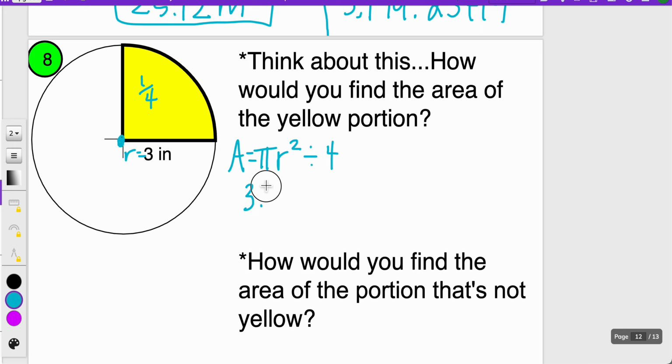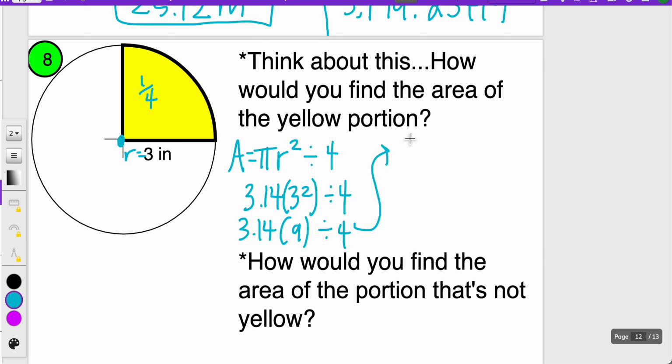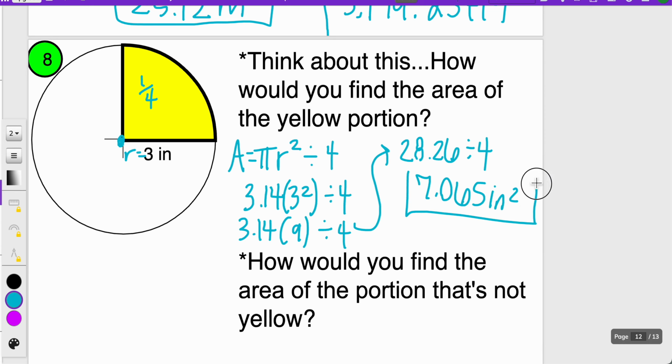So let's try that first. 3.14 times 3 squared, and then we'll divide that answer by 4. So 3.14 times 9 is 28.26, and then divide that by 4. We're going to get 7.065. So that is representing 1/4 of a circle.